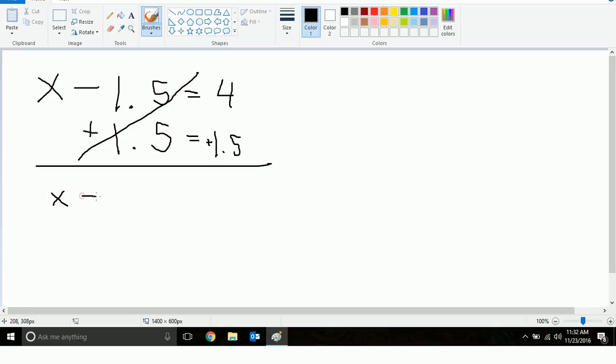And then we have 4 plus 1.5 over here. We know it's going to be 5.5. So again, in our heads, we know that that's going to be the right answer. But we wanted to look at a different function. The opposite of subtract is to add. And we wanted to see that sometimes we don't have whole numbers. Sometimes we have decimals and fractions that we have to deal with. So x equals 5.5. Okay, let's get a little bit more complicated.